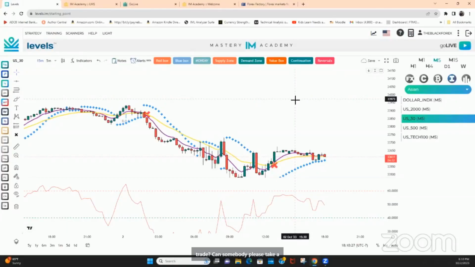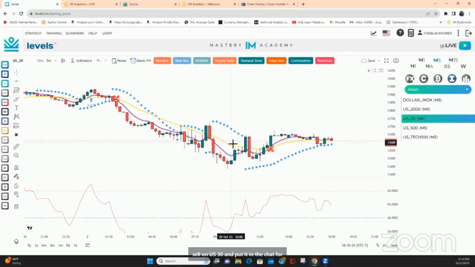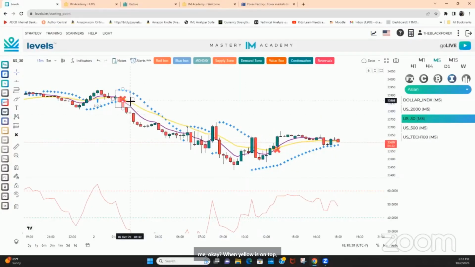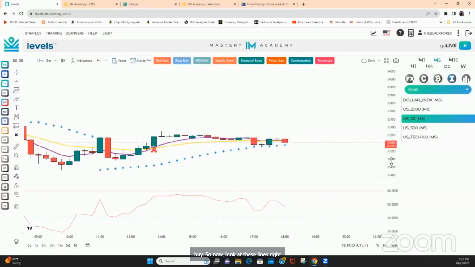Can somebody please take a screenshot on your phone of the quote screen where it says buy or sell on US 30 and put it in the chat for me? When yellow is on top, 15-minute chart, we're going to do what? Somebody unmute. Sell. We're going to sell. When purple is on top, what are we going to do? Buy. We're going to buy.